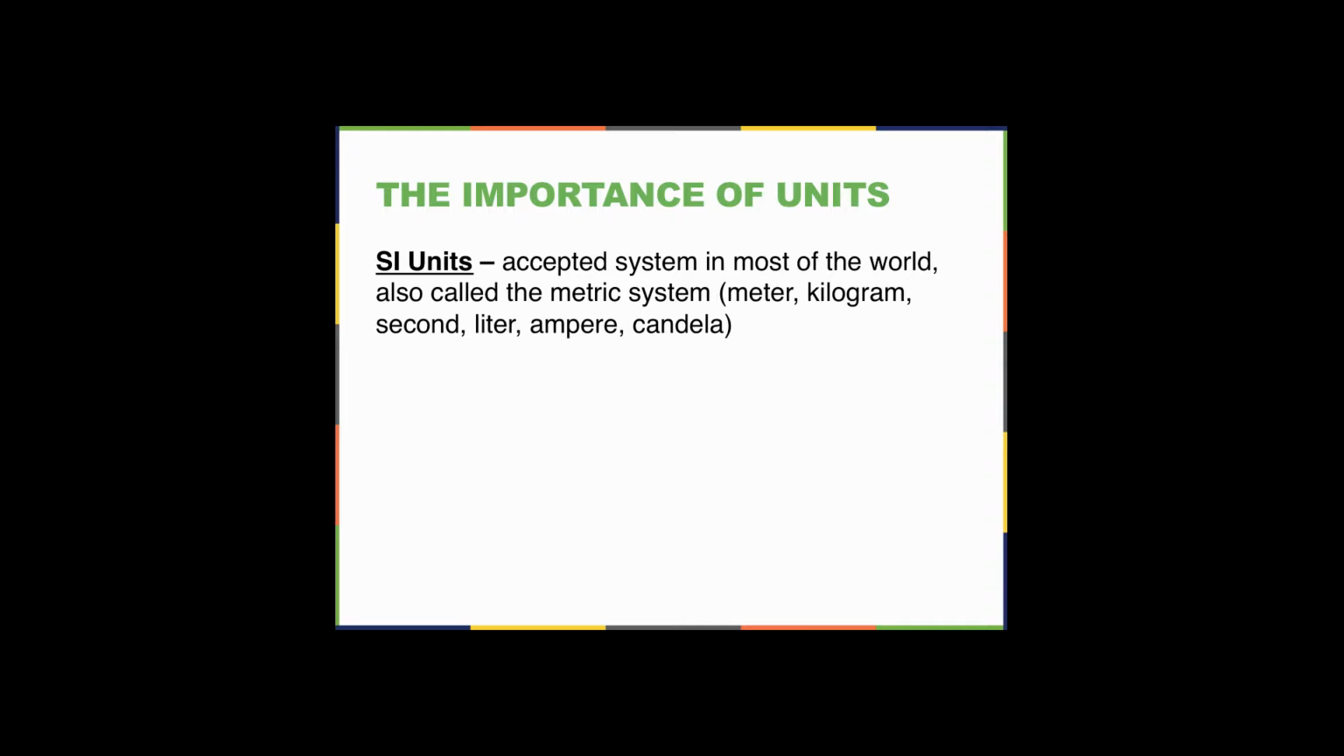The 6 fundamental units of the System International are shown in this slide: the meter, the kilogram, the second, the liter, the ampere, and the candela. All of these measure different aspects of the universe. The meter is length, the kilogram is mass, the second is time, the liter is volume, the ampere is electrical current, and the candela is light intensity. Fundamental units are basic. In other words, they're not derived, and we'll talk about the difference between fundamental and derived units here in just a moment.